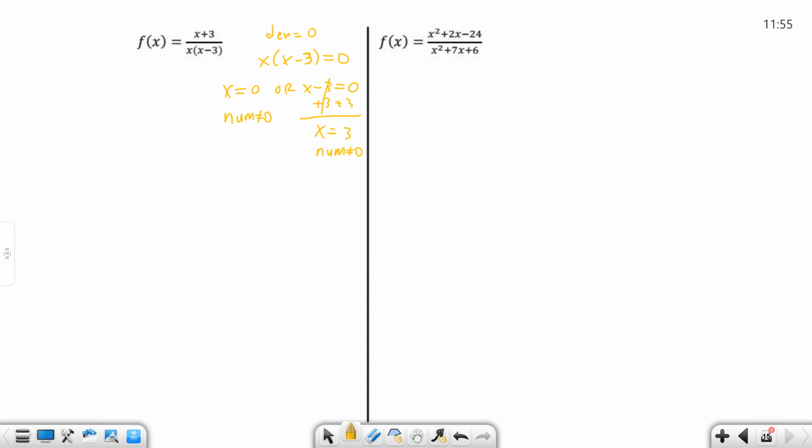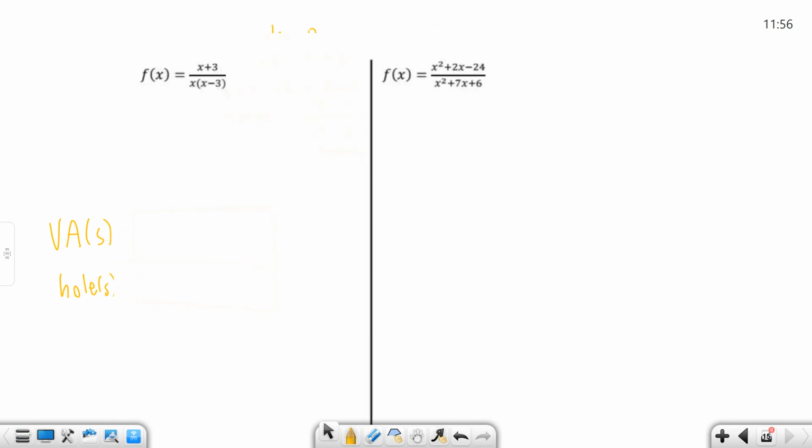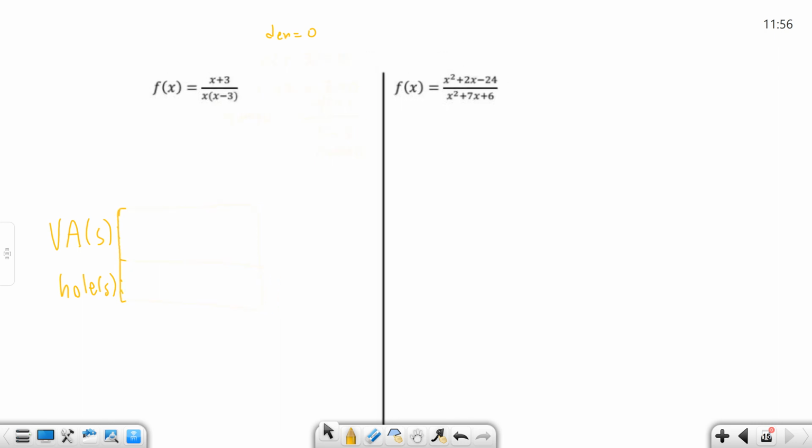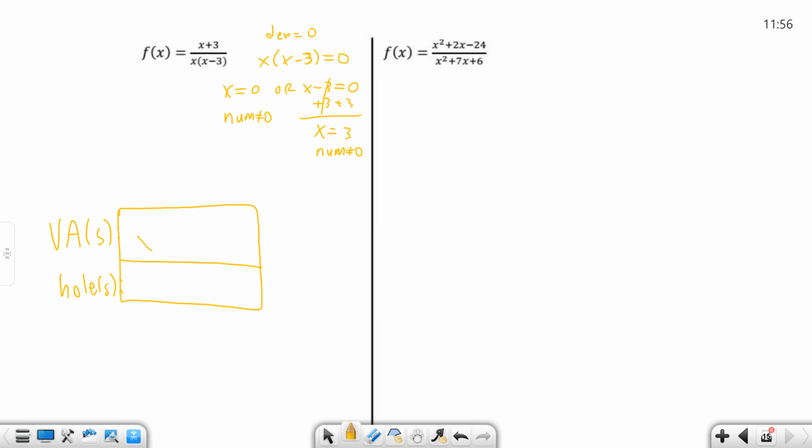The numerator is not equal to 0 on either one of those, so then when I come down here to fill in my vertical asymptotes and holes, okay? I want to have my little answer box here, all right? So let me see if I can fix this real quick. So then vertical asymptotes are going to be x equals 0 and x equals 3, because both of them don't make the numerator 0, and then holes, none.